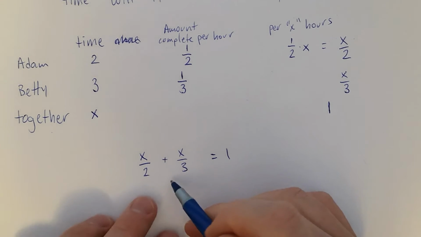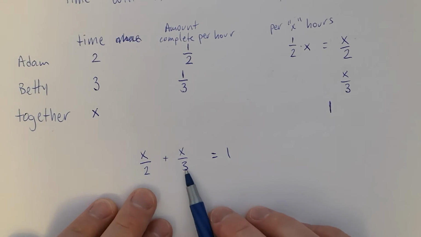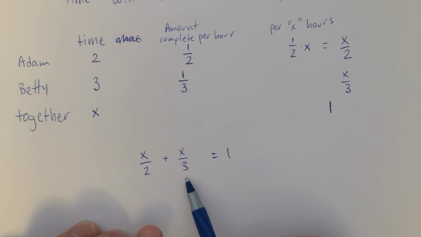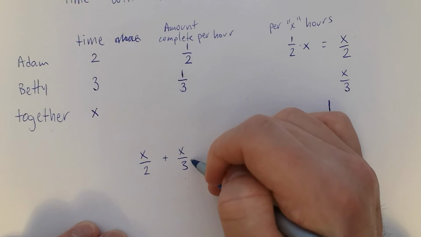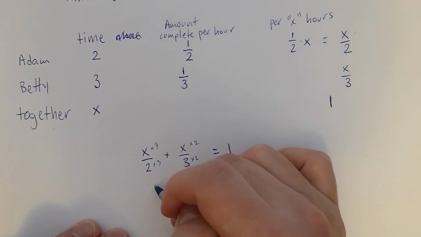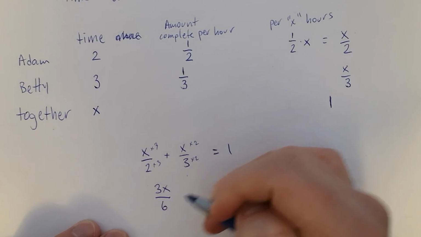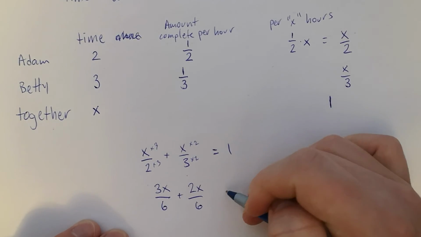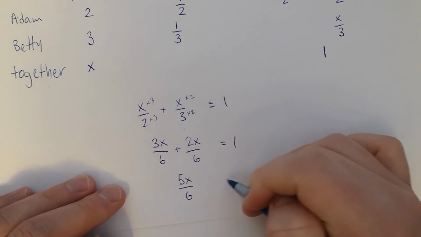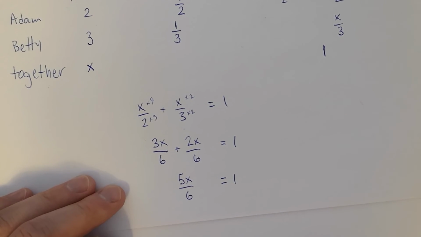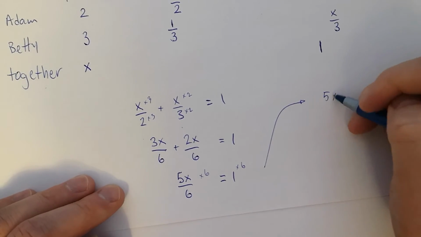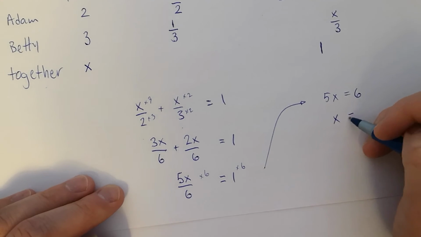Okay, so we need to solve this little equation. Fractions are involved. We need a common denominator. 2 doesn't go into 3, but the lowest common multiple here is going to be 6. We'll get that if we multiply this one top and bottom by 3, this one top and bottom by 2. I'm going to get 3x over 6 plus 2x over 6 equals 1. This simplifies to 5x over 6 equals 1. Multiply both sides by 6. I'll finish it over here. I'm going to get 5x equals 6. X then will equal 6 over 5.